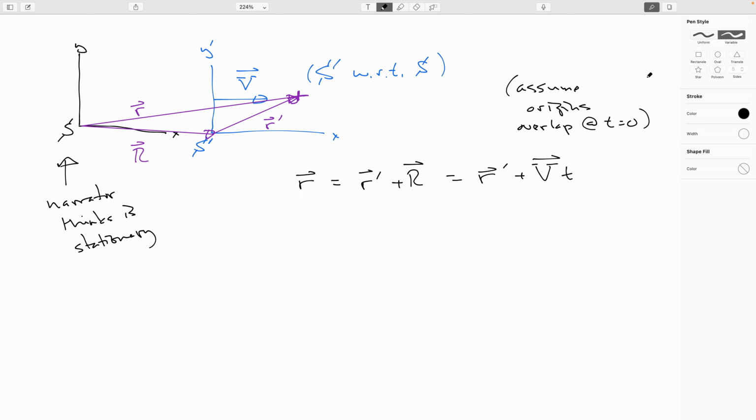Okay, so we can either say that the position that S measures is the position that S prime measures plus the velocity of S prime with respect to S times the time elapsed, or we can flip it around and get that the position that S prime measures is the position that S measures minus that same velocity times the time. And you will find that this is a general rule of thumb in these kind of things. This is technically what's called a Galilean transformation.